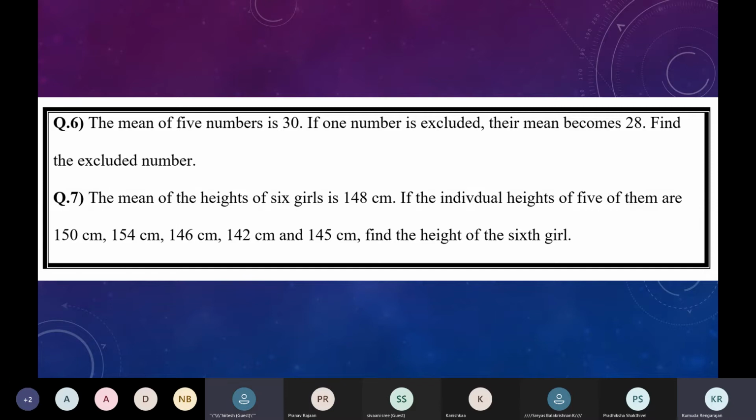What is it? Ma'am, it comes as mean into number of girls. Correct. What is the mean? 148. Number of girls 6. Multiply.